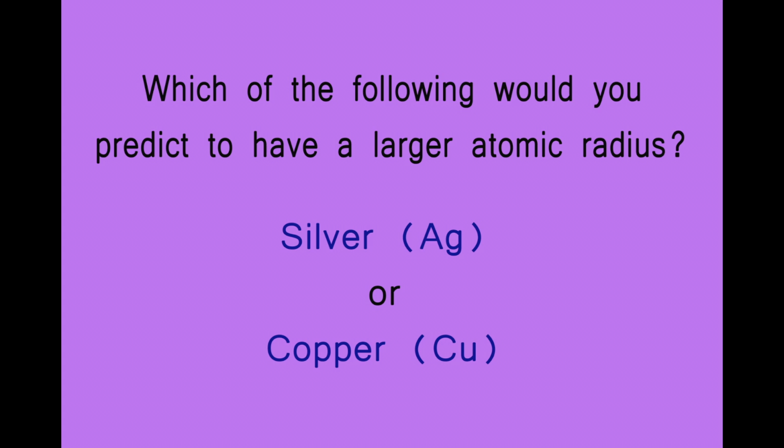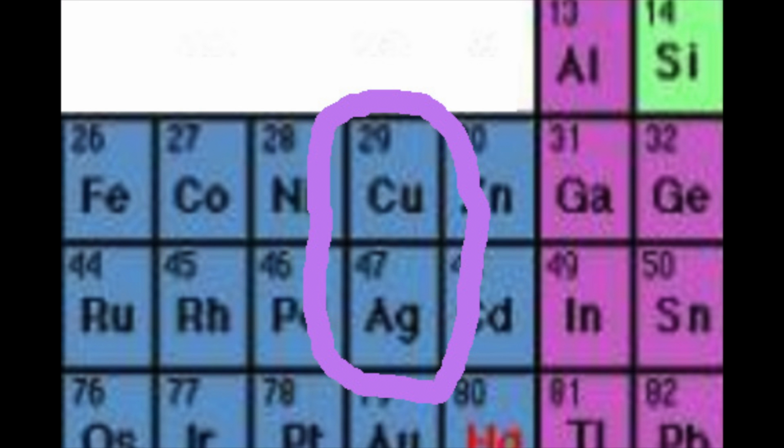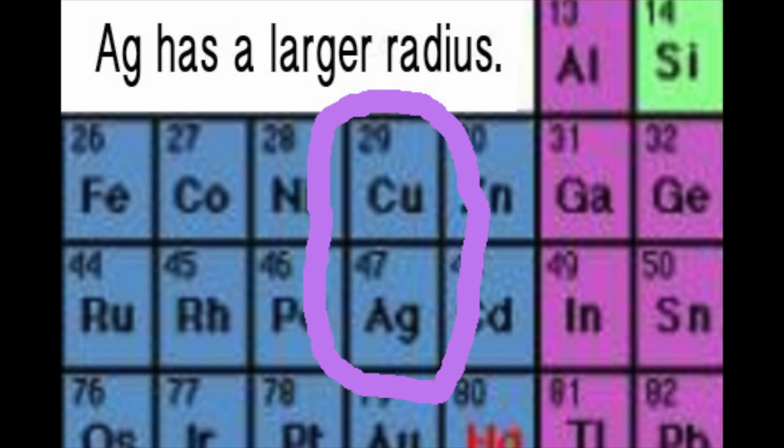Which of the following would you predict to have a larger atomic radius, silver or copper? As you can see, silver is lower on the periodic table than copper. This means that silver's outermost electron is in a higher principal energy level than copper's. This tells us that silver will have a larger atomic radius.